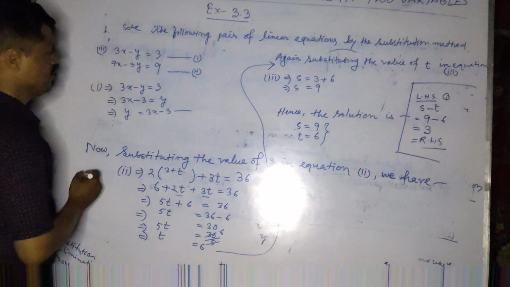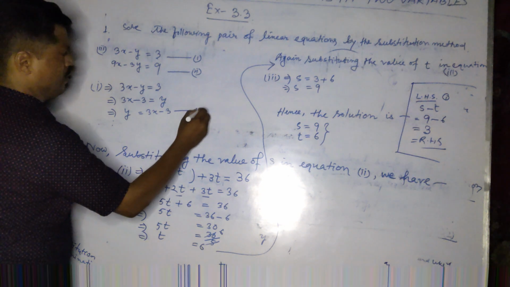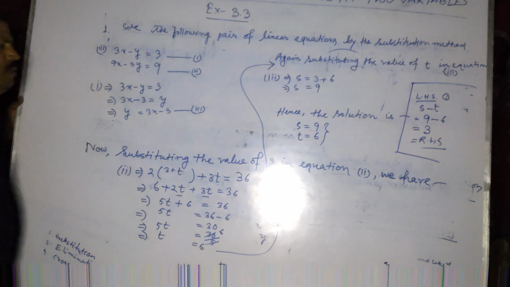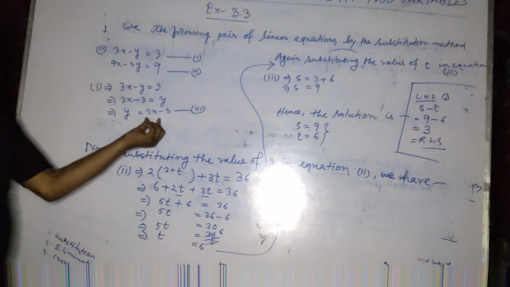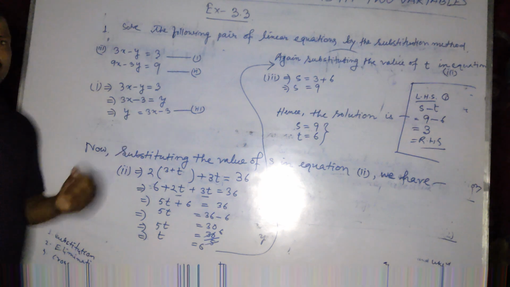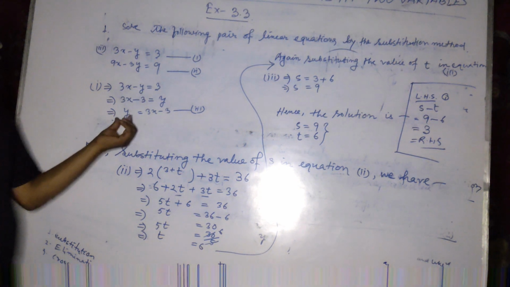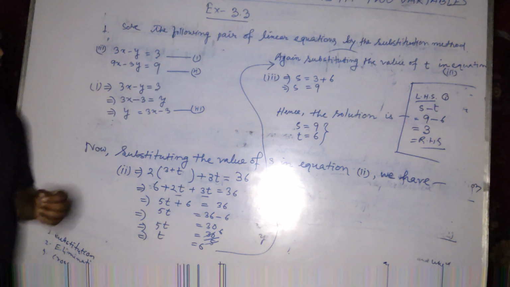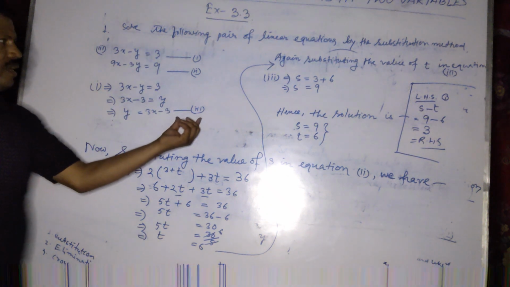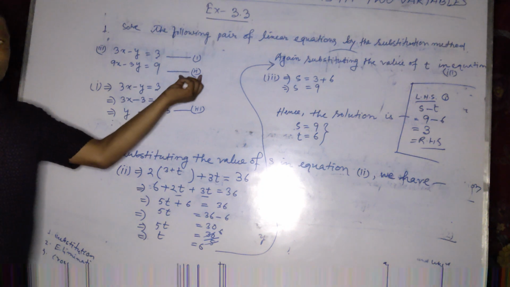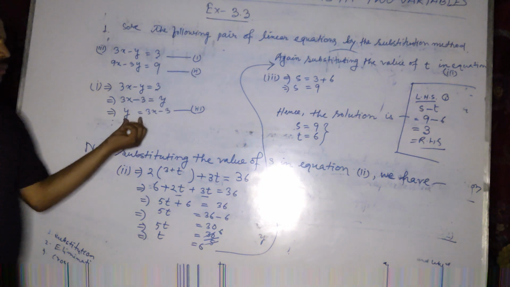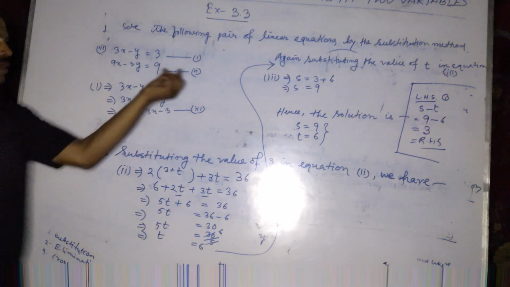Now interchange this: y is equal to 3x minus 3. We give this as equation 3. Now we have to substitute the value of y in equation 2. From 1 we have come to equation 3, and the remaining one is equation 2. So we put the value of y in equation 2.